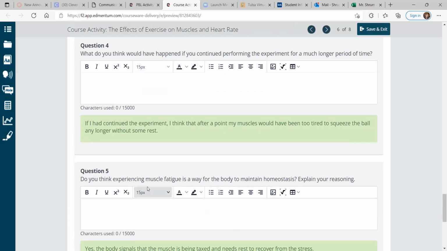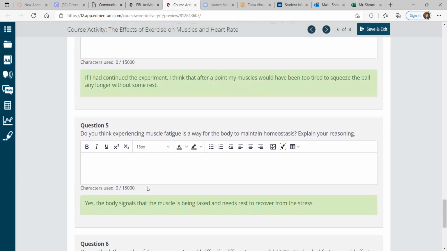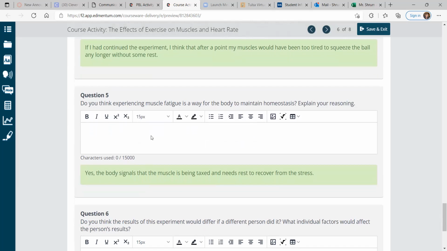What do you think if you actually continued performing the experiment for a much longer period of time? If I had continued the experiment, I think that after a point, my muscles would have been too tired to squeeze the ball any longer without some rest. Do you think experiencing muscle fatigue is a way for the body to maintain homeostasis? Explain your reasoning. The example answer is yes. The body signals that the muscle is being taxed and needs rest to recover from the stress.